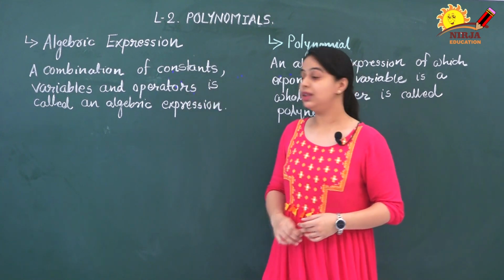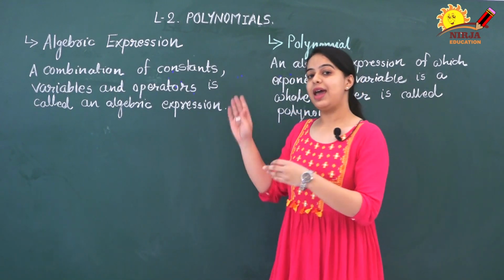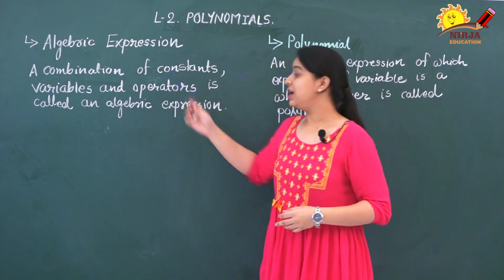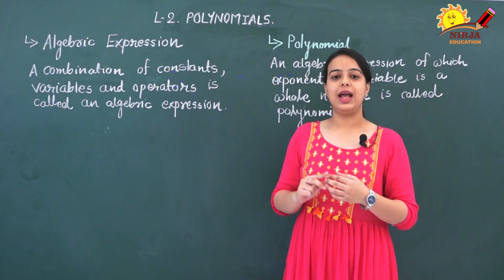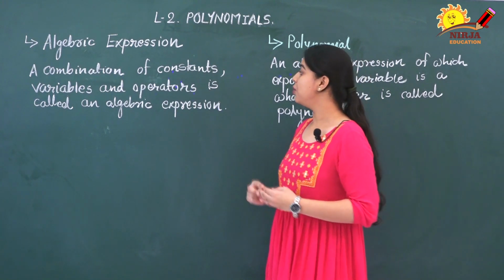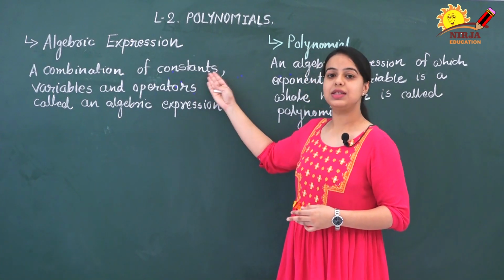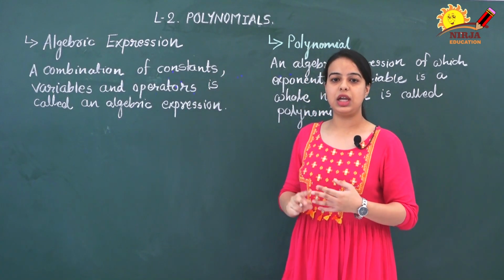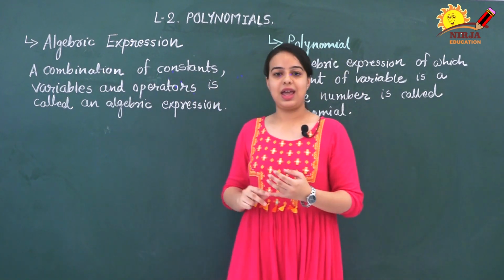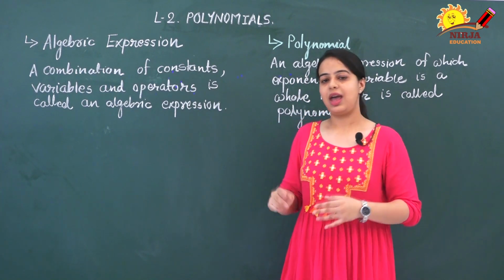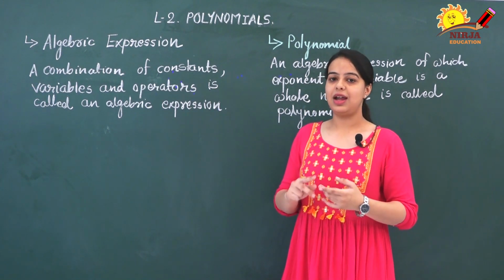Here I am going to start with algebraic expression. Now what do we mean by algebraic expression? As I have written on the board, a combination of constants, variables and operators is called an algebraic expression. And I hope you all know these terms: constants, variables and operators. Constants mean any numbers like 2, under root 3, 4, whose value is never going to change. Variables you can take as x, y, u, t, v, etc. And operators, as you all know, are plus, minus, multiplication and division.